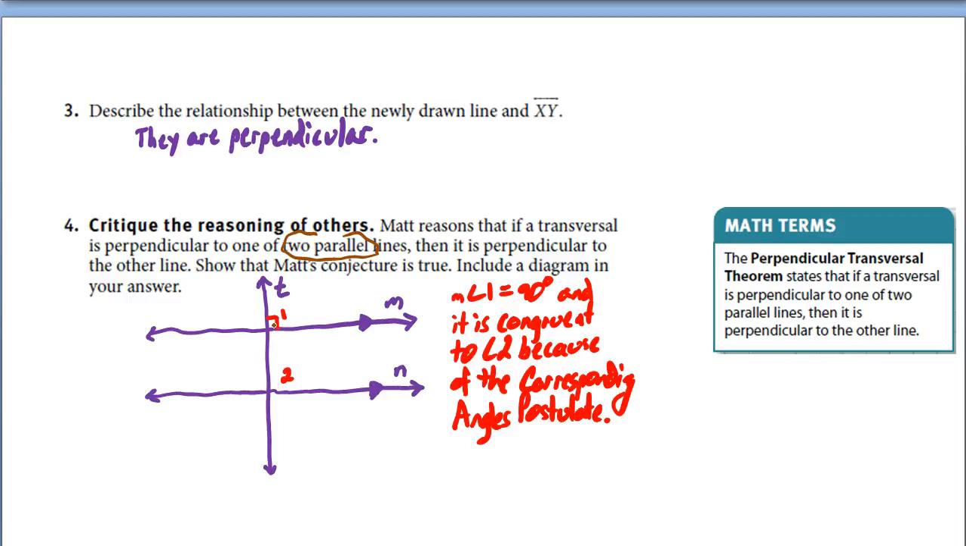Because the measure of angle 1 is 90 degrees, and because it is congruent to angle 2, their corresponding angles on parallel lines, that's how I know that it's also going to be a 90 degree here, and they are perpendicular.